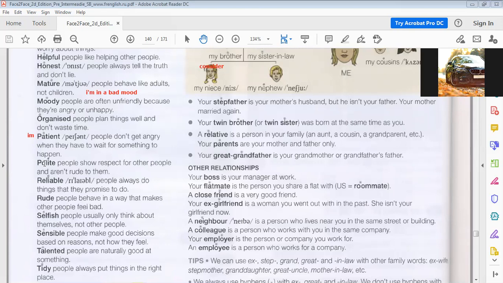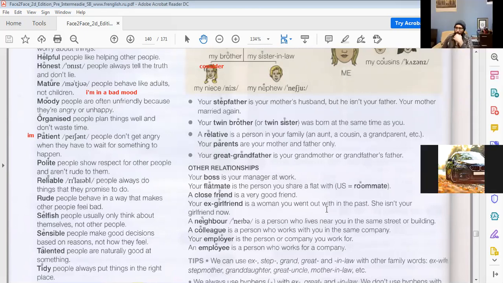I think everybody knows polite. So polite, it means you're nice, you're kind, you show respect, you're not rude. This is polite. Reliable is also a good adjective. Now, reliable, it means people always do things that they promise to do. Okay, so if you have a reliable son or a reliable daughter or sister or brother, if they say, okay, I'll fix the car tomorrow, they will fix the car tomorrow. They do what they say. Do you get the idea? They keep their promises.